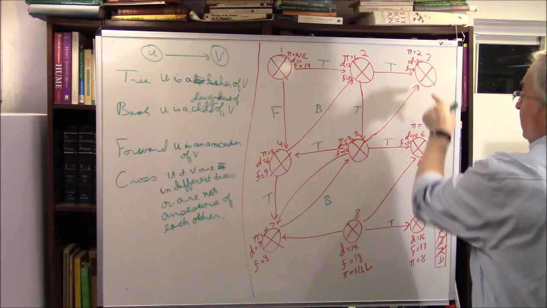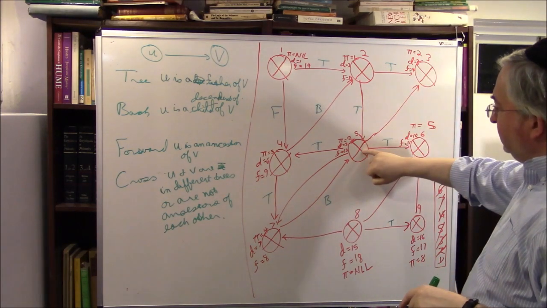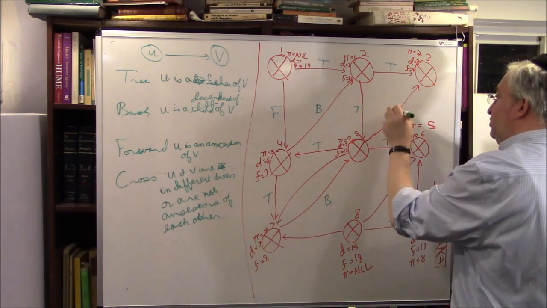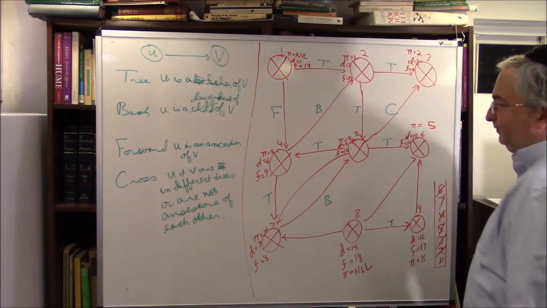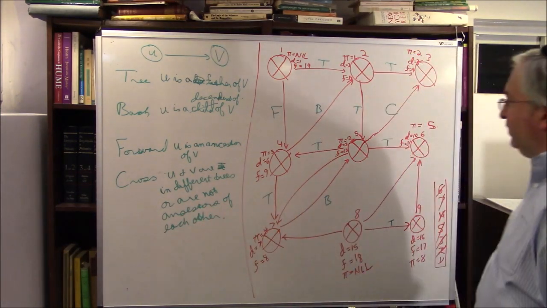He is not a descendant of him. Well, he has no descendants, and he is not a descendant of him, but they're not in different trees. They're both in the same tree, so this is a cross edge. Okay? They are not ancestors of each other, so that's a cross edge.